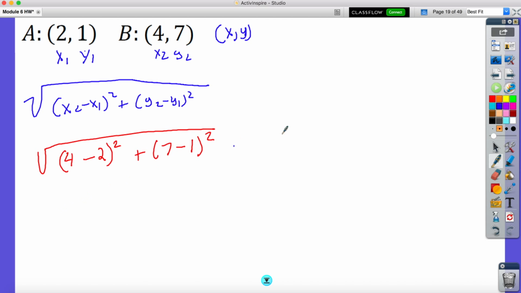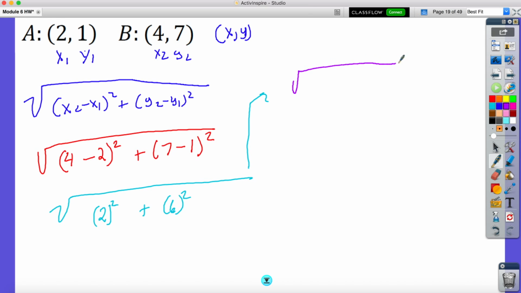So following order of operations, first thing that I'm going to do is I'm going to do what's inside the parentheses. 4 minus 2 is 2. And then we're going to be squaring that shortly. And then 7 minus 1 is 6. We're going to square that as well. So moving on up over here, then what we're going to do is we're going to have the square root of 4 plus 36. That is going to give me the square root of 40.